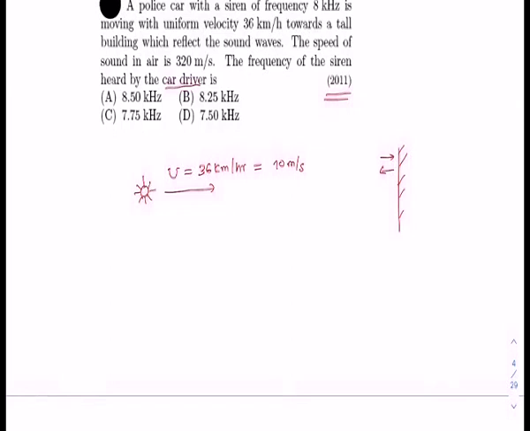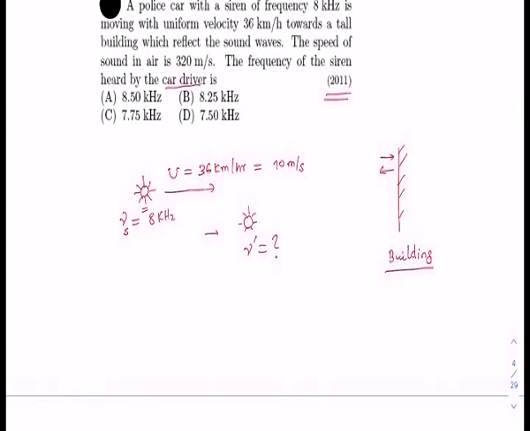All right, so what we have to find out is what is the frequency that is heard by this car driver in the car, as this car is moving towards this building. And originally the siren frequency is 8 kilohertz. Okay, it is given to be 8 kilohertz.